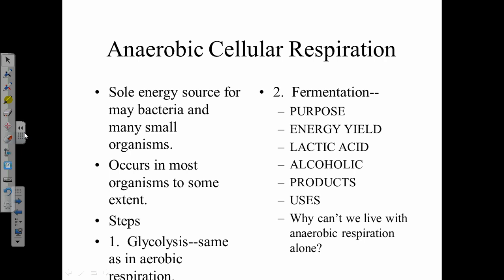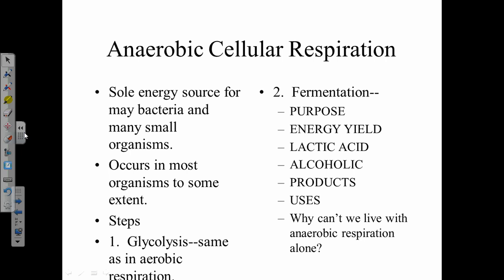The first step is glycolysis. It's exactly like glycolysis in aerobic respiration. It happens in the cytoplasm, cytosol. It makes the same stuff. Two ATPs net, 2 NADHs net, and what else? What's the other product? 2 NADH, 2 ATP, and 2 pyruvic acids.